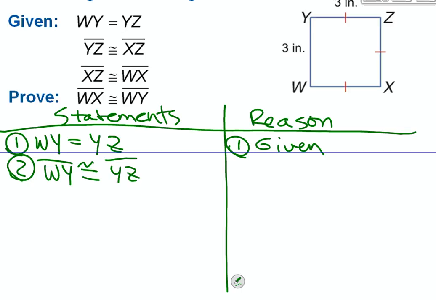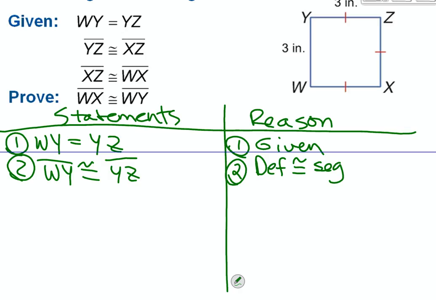Segment WY is congruent to segment YZ, so I'm changing it back to congruent segments. And what's the reason for that? Definition of congruent segments. I am doing that specifically just because all the rest are, and this one wants to be like everybody else, just like a lot of times we do. So that's all I wanted to do. I just wanted to get it on my paper and change it to "is congruent to."